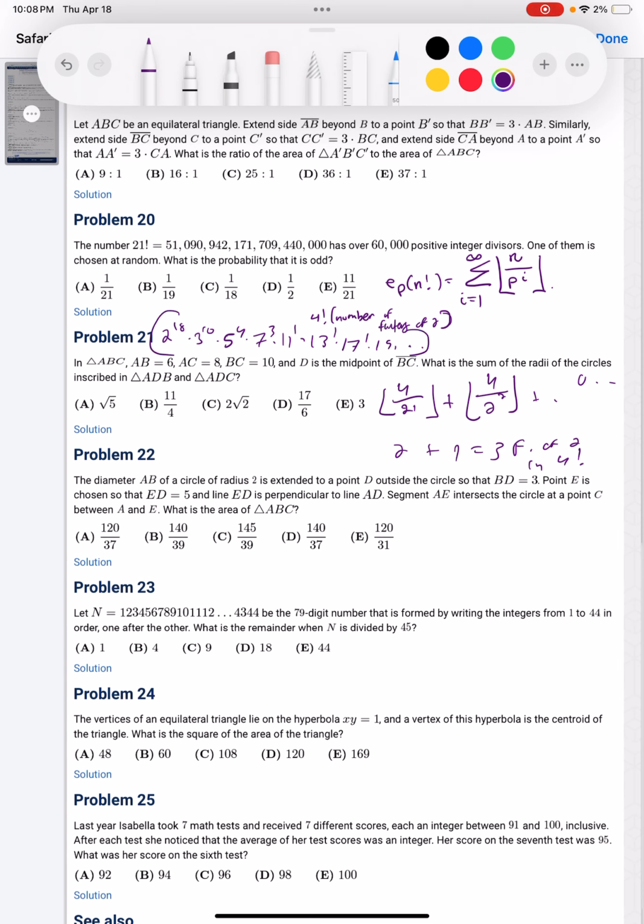Very simple, right? We notice that if we want an odd number, we have to completely rid our number of any 2s. Basically, we have to choose from the other primes. Let me tell you how to count the number of divisors of a number. Say I have a number like p sub 1 to the e sub 1 times p sub 2 to the e sub 2 times p sub 3 to the e sub 3.